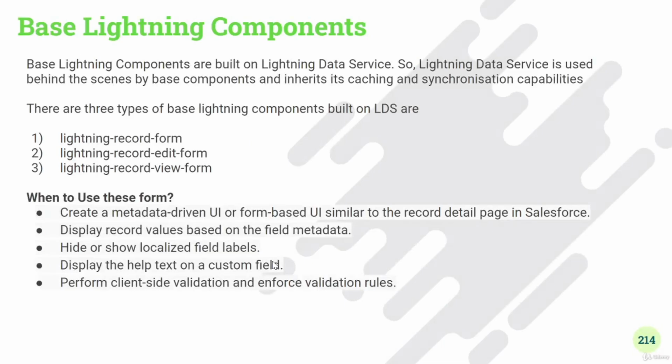Base lightning components are built on the lightning data service. We already know from our previous video what lightning data service is, and it is used behind the scenes by base components, which inherit its caching and synchronization capabilities. There are three types of base lightning components built on LDS, the lightning data service. We're going to learn all three in the lightning web component series.